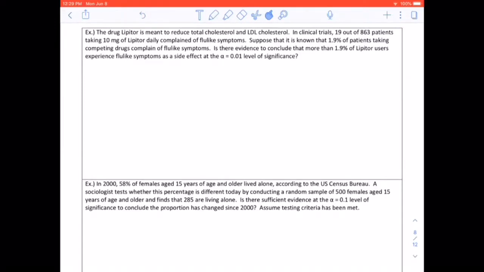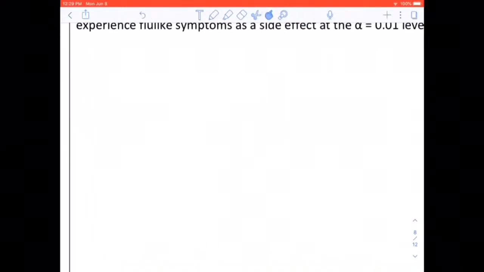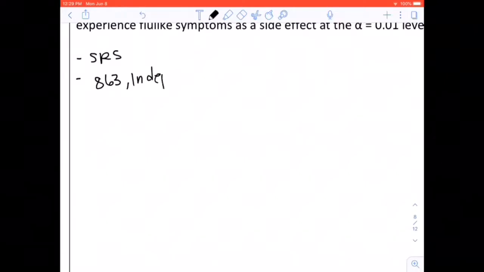First thing we need to do is verify that we can actually perform this test. And in order to do that, we need to check those 4 things that were written in the box on the previous page. So first one, this is a simple random sample. Second, we have to make sure that all the conditions for the binomial are satisfied. So that is that we have 863 trials, and they are independent. So those are two of the things. Next, there have to be two disjoint outcomes, which there are: flu-like symptoms or not.